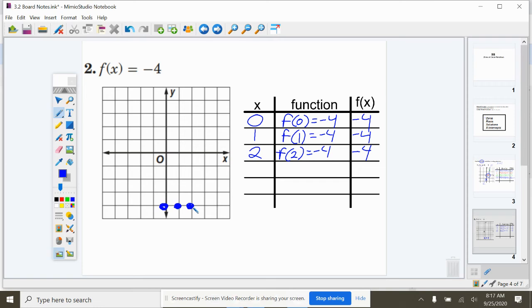Hopefully you're seeing a pattern, right? There's no x in the problem. It's just -4. If there's no x, then my x values aren't changing. If my x values aren't changing, then my y value is staying the same, and it's always going to be -4. So I don't even have to make a table. I know all of my dots are going to do this. And we actually end up with a horizontal line that looks like that.